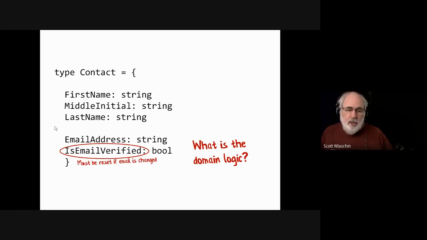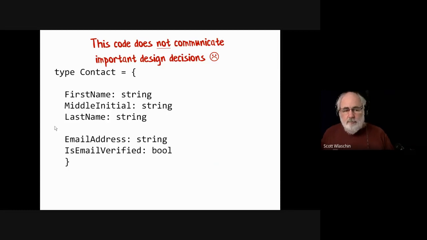Now, there's a bit of logic here which says that if you change your email address, you have to set it to false, and it's only allowed to be set to true if you have actually verified your email. And that's a bit of business logic, and that's not documented. That's not at all obvious from this design. So we're going to fix that. But here is the problem. This design does not communicate important decisions. It doesn't really tell you anything, right? I would say this is a badly designed piece of code right here.